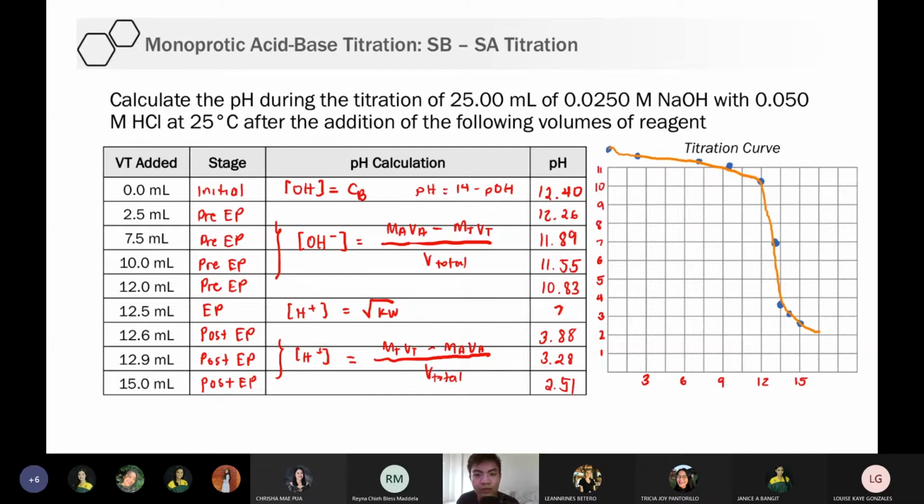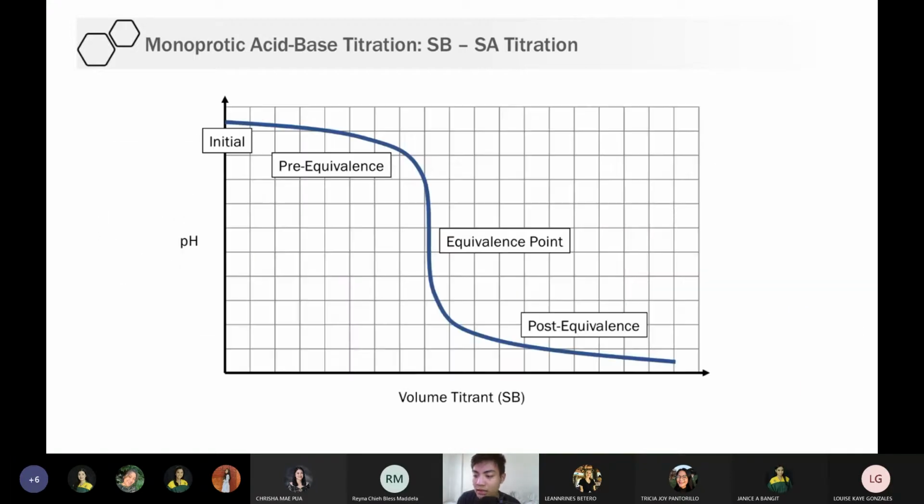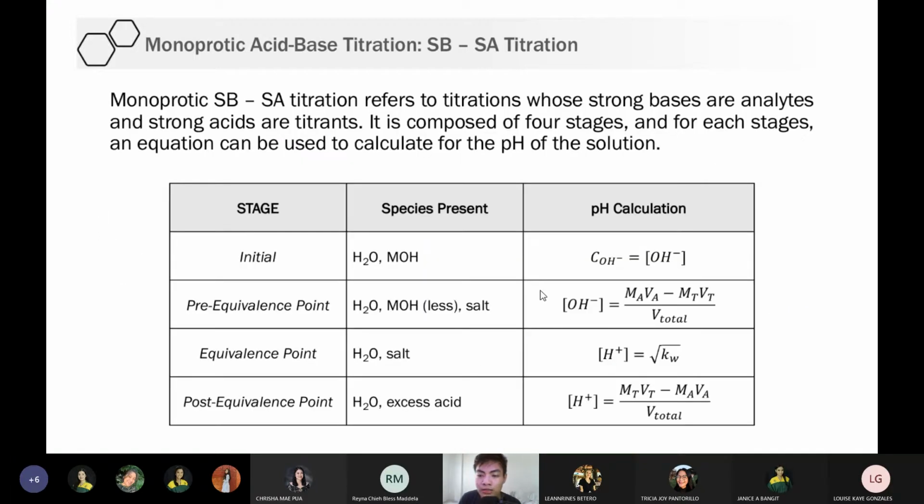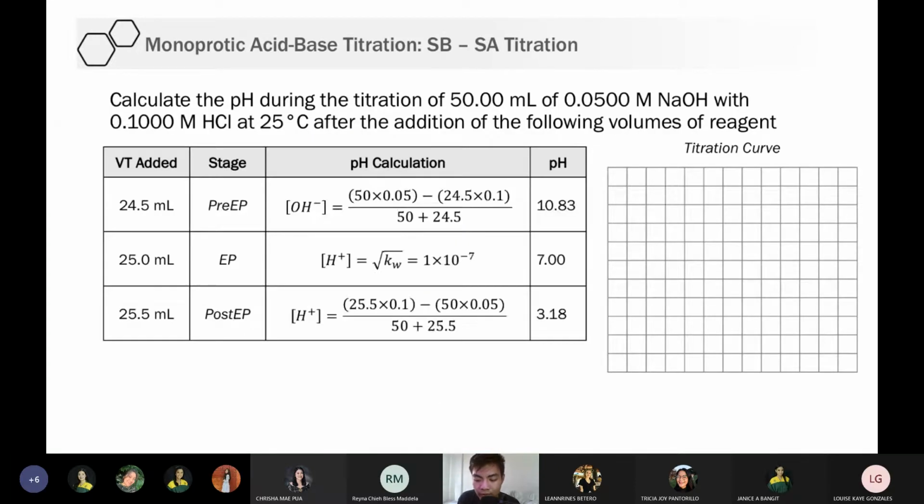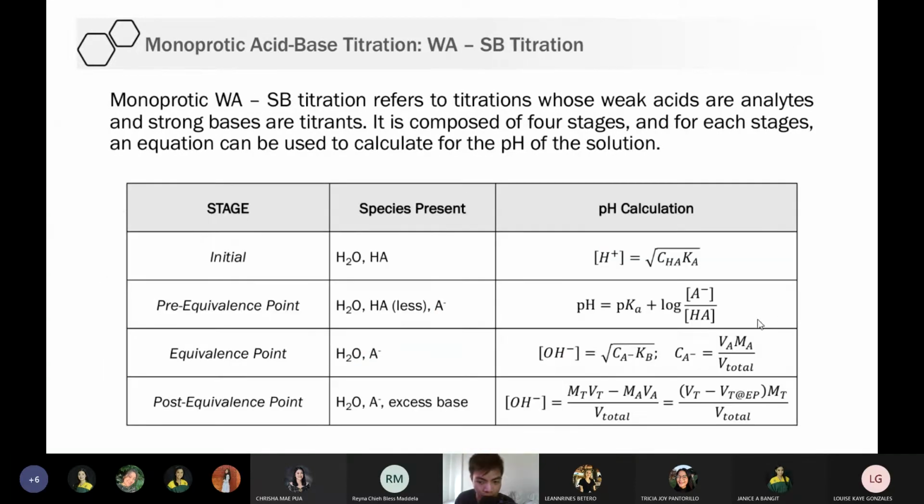Okay, so last time we were able to cover strong acid, strong base, and strong base, strong acid titration calculation. So the equations are easy to understand. Basically, what we are doing here is that we are monitoring the changes in the concentration of the H plus or the OH minus. And the concentration of them can be deducted from the changes in the moles of a substance. So alam nyo na bakit ganyan yung equations natin. So we will proceed with the next part, the weak acid strong base titration.